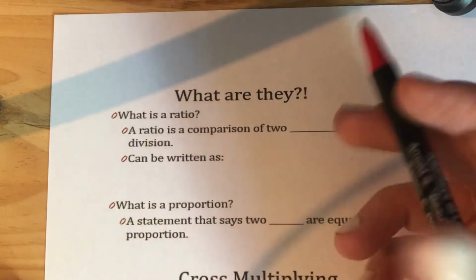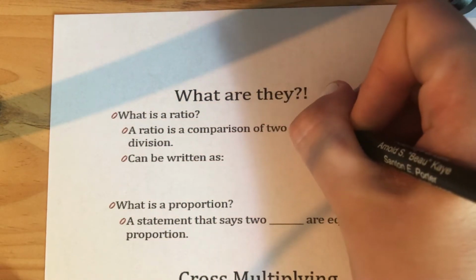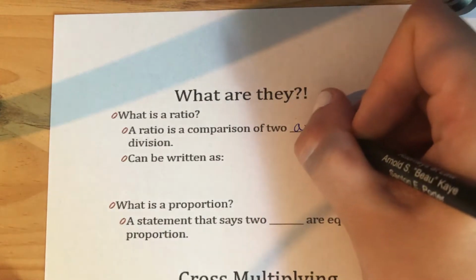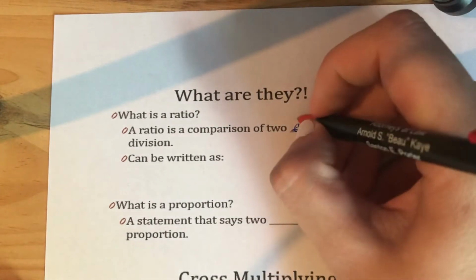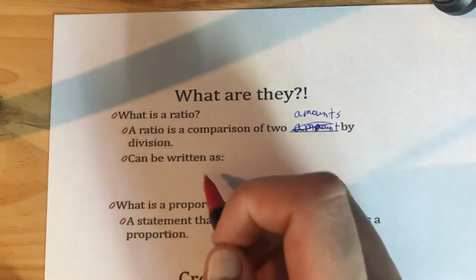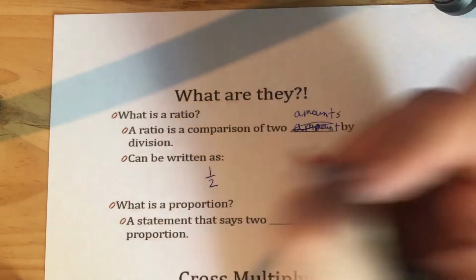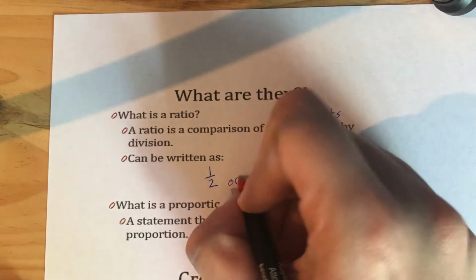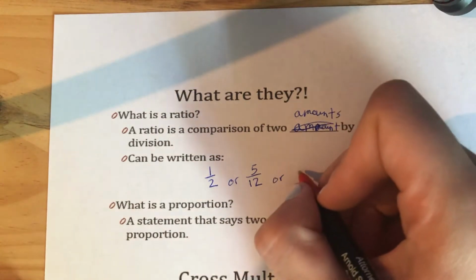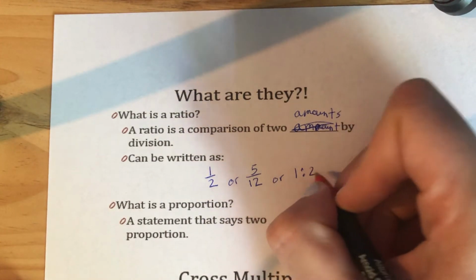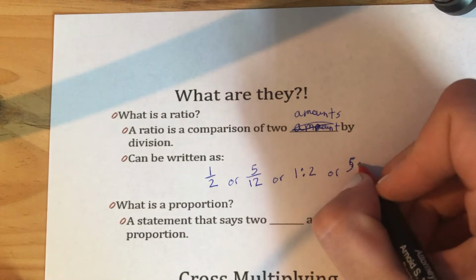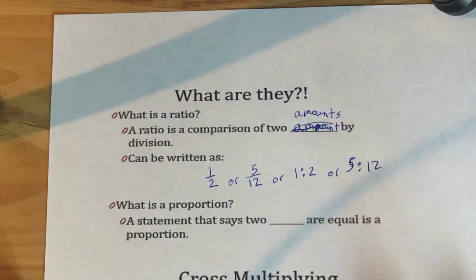A ratio is a comparison of two amounts. Oh, and I spelled amounts wrong. There should be no M there. Let me try that again. Amounts. Okay, amounts by division. So it can be written as like 1/2, or it could be 5/12, or it could even be written like this, where it has little dots in between it. Those are just different ways you can write it.